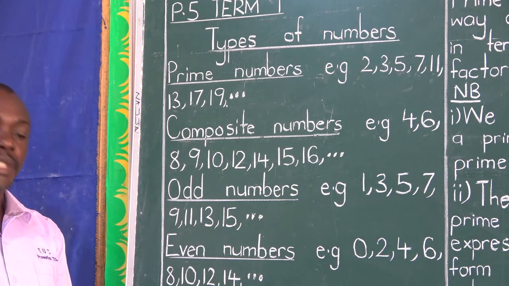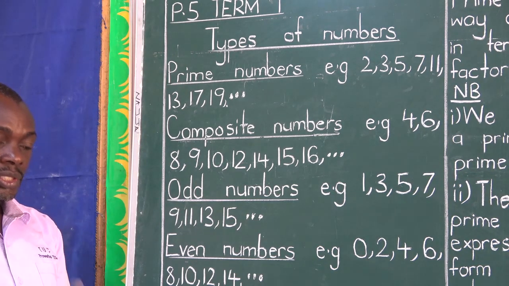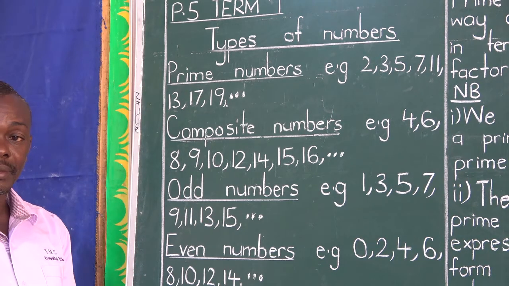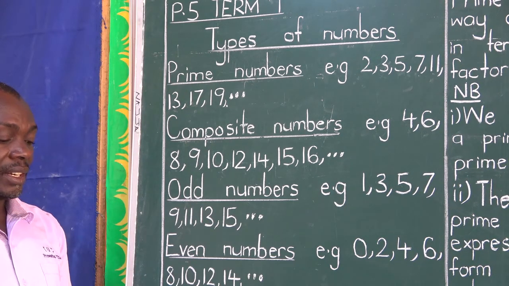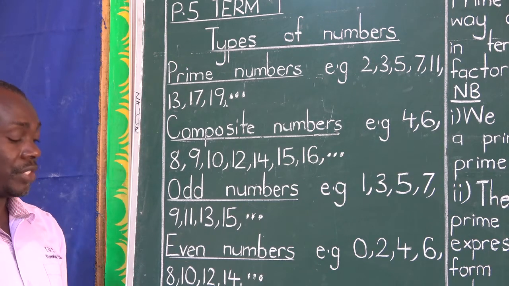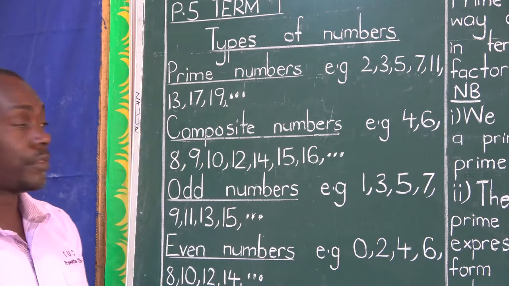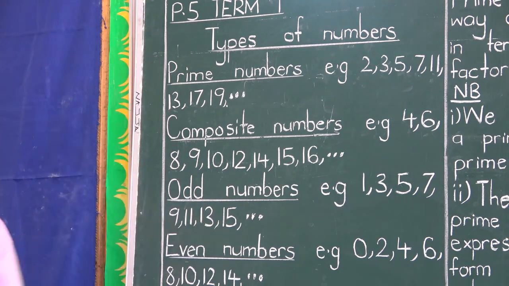1 times 14, you get 14. 2 times 7, you get 14. Then 7 times 2 is 14, and then 14 times 1. So that's got 1, 2, 7, 14. So that's got 4 factors.